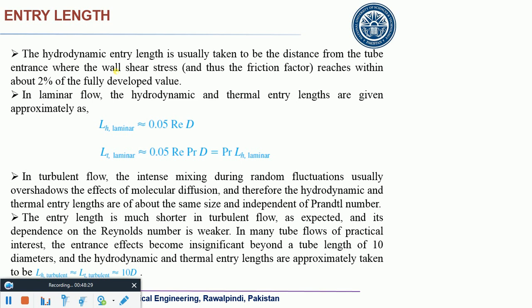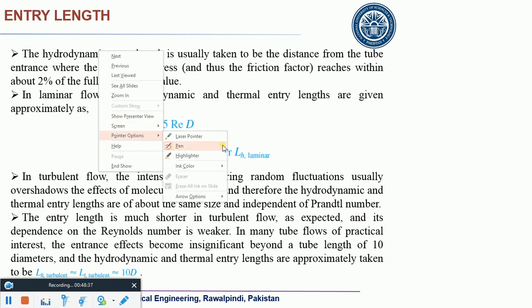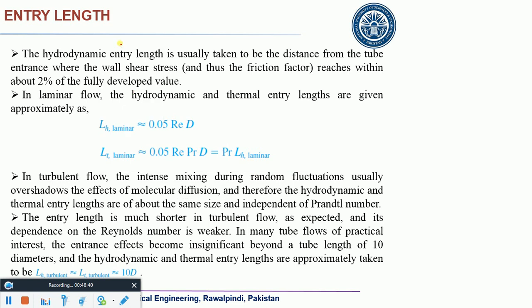So just look at the definition. The book which we are following considers this definition of the hydrodynamical entry length. The hydrodynamical entry length is usually taken to be the distance from the tube entrance where the wall shear stress, and thus the friction factor, reaches within about 2% of the fully developed value. If the Cf reaches within 2% of the fully developed value, you can say that this is the length of the hydrodynamical entrance region. But what is the physics behind that, where those two boundary layers meet with each other?